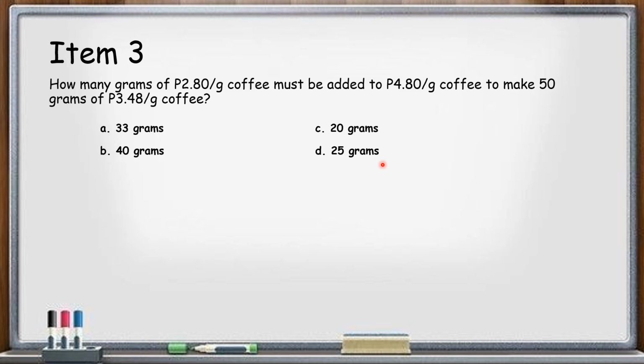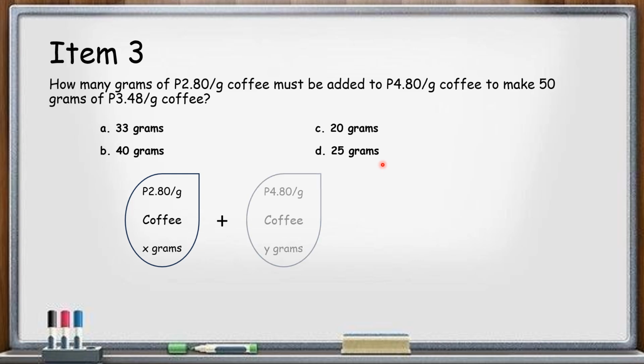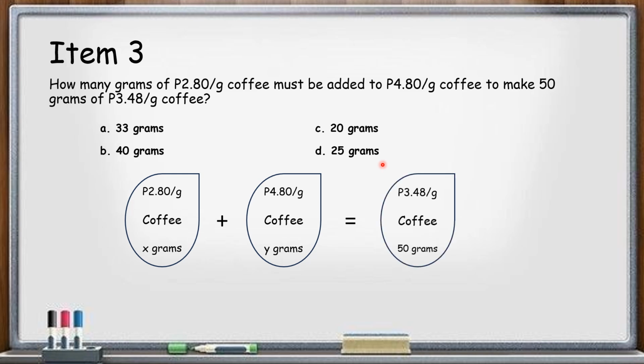Just follow me. Of course, we have to make the diagram for this first. So for my first given, I have 2.80 pesos per gram of coffee. I'll call it X grams. And added to 4.8 pesos per gram of coffee, which is Y grams. Of course, I can name it the same variable because they are different priced coffees. It's like different solution percentages. Then both of them are equal to the final, which is 3.48 pesos per gram of coffee, 50 grams in total.